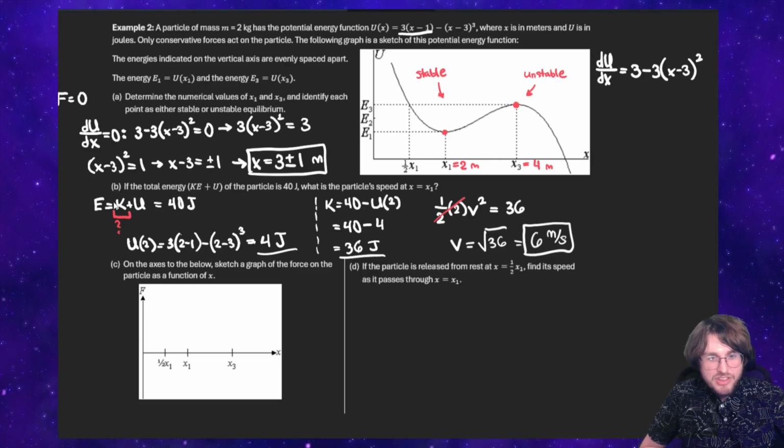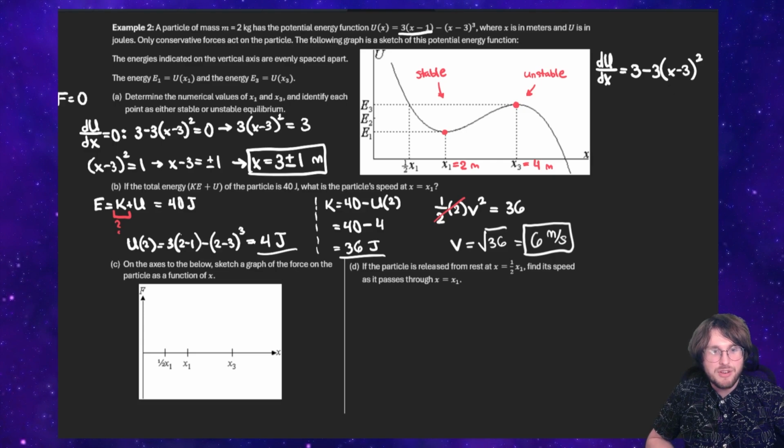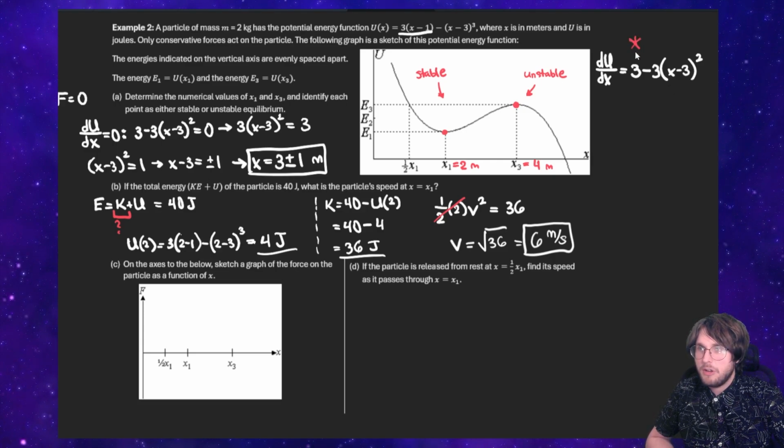Neat. All right, part C has us just do a sketch. And for this, we're being asked to sketch a graph of the force on the particle as a function of x. Now, thankfully, we've already derived our formula for force here, mostly. There's a bit of an asterisk there. So note that we're going to be using our equation that we derived up here for this part down here. So that's where I'm getting that information.